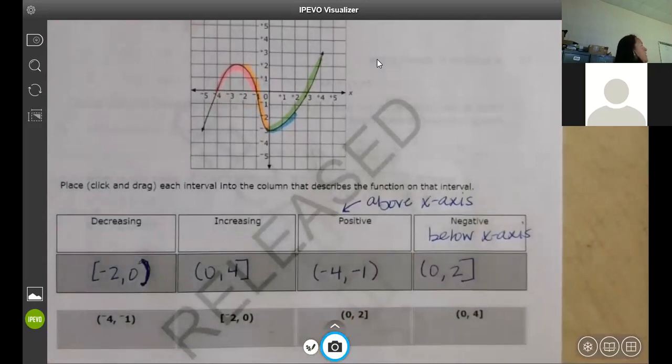Does everybody see that? So you know increasing and decreasing, that's easy. The positive and negative might have been weird. It's got to be above or below the x-axis. Any questions on that one? It's a really easy question. Please don't miss those. Okay, really easy question. All right.